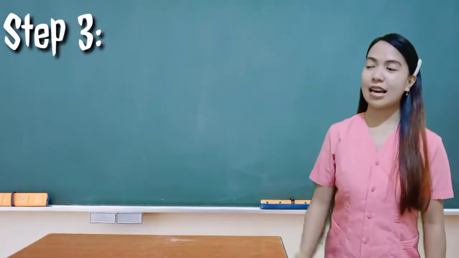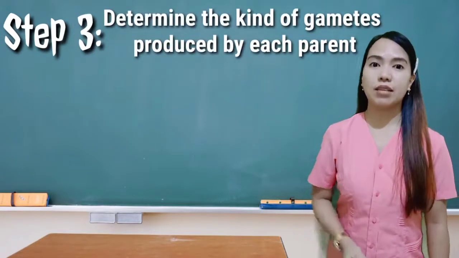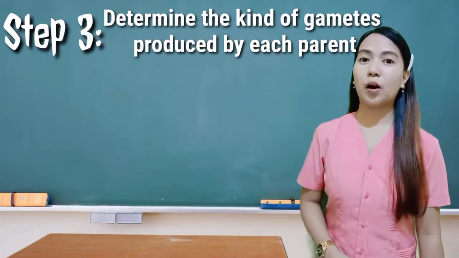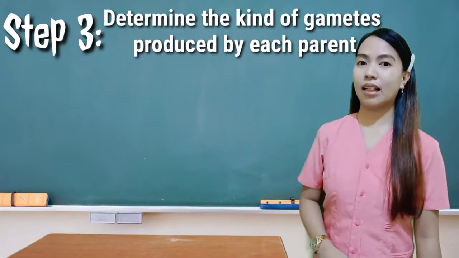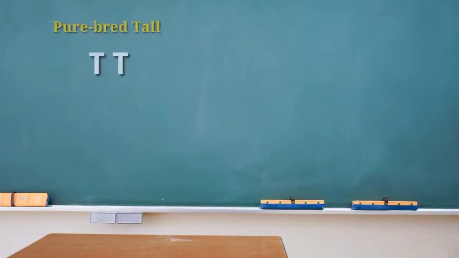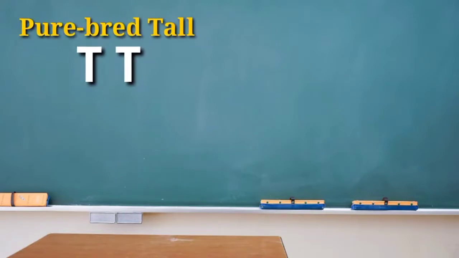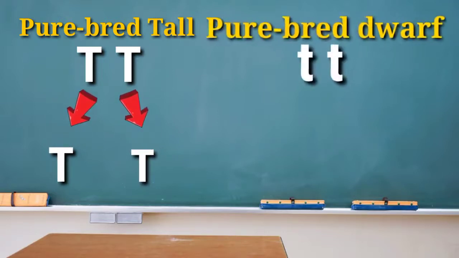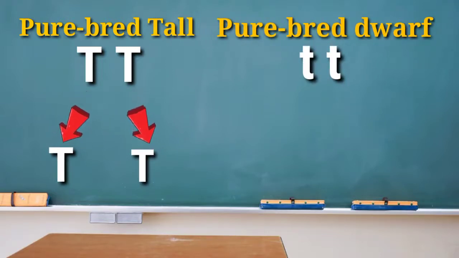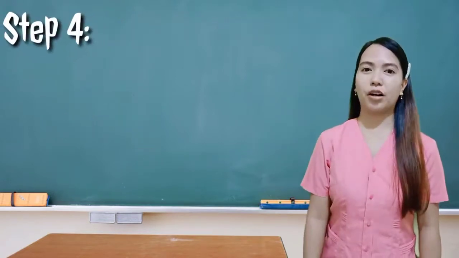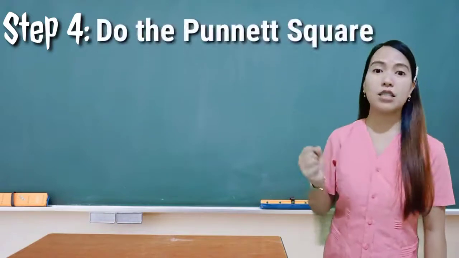Step number 3. Determine the kinds of gametes produced by each parent. It is important to recall the first principle of Mendel, the principle of segregation. For example, the purebred tall parent will segregate into tall and tall. On the other hand, the purebred dwarf parent will segregate into dwarf and dwarf. Step number 4. It's time to do the Punnett square.